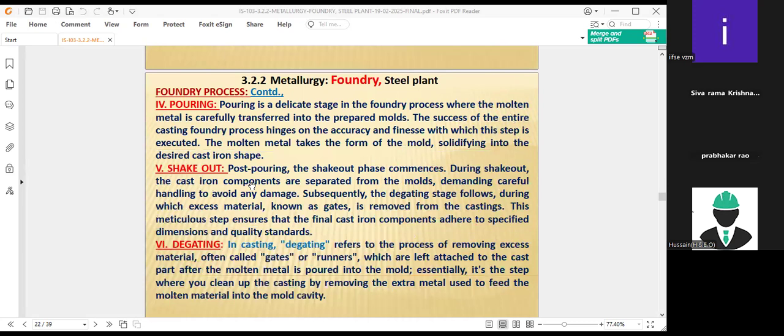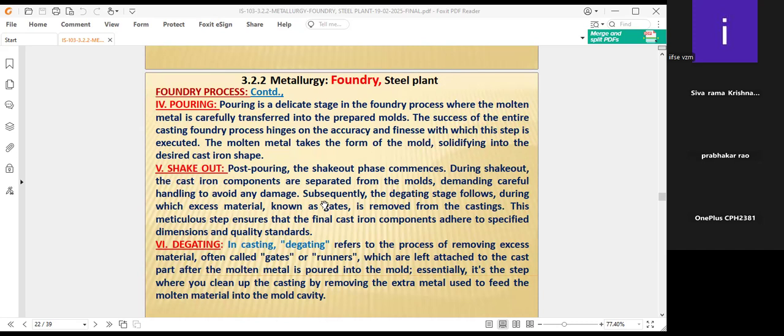Then shakeout. Shakeout is very important post pouring. That means after pouring, the shakeout phase commences here. These details are not strictly necessary, but we should understand that while taking this step, the employees face unsafe conditions and unsafe acts.